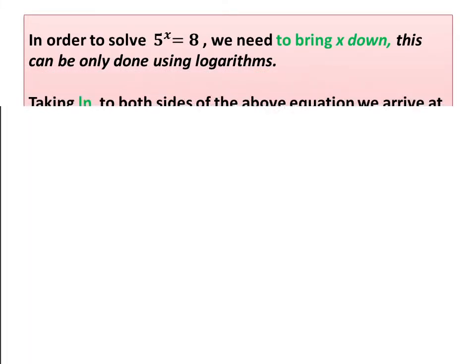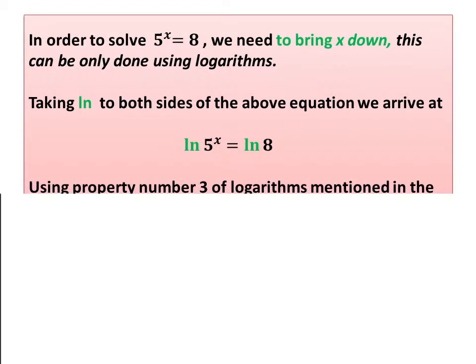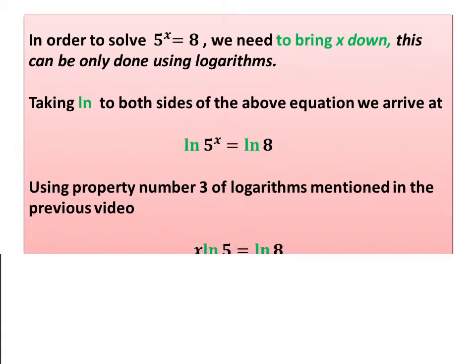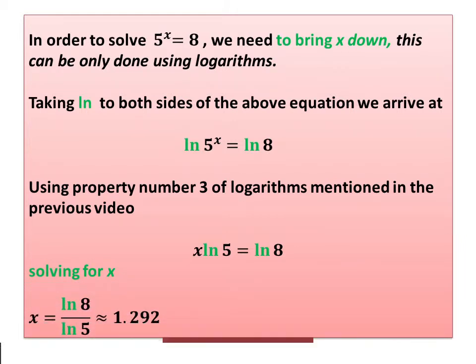So taking ln to both sides of the above equation, we arrive at ln 5^x is equal to ln 8. And using property number 3 of logarithms, which is mentioned in the previous video, we find that x comes down, so we have x ln 5 equals ln 8. Now solving for x, we have x is equal to ln 8 divided by ln 5.